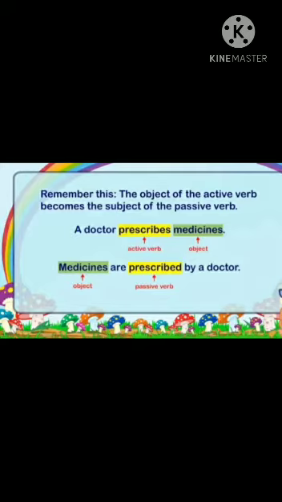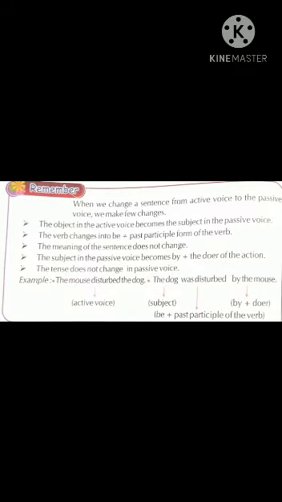Clear? Now let's revise the rules again to make the concept clear. When we change a sentence from active voice to the passive voice, we make few changes. The object in the active voice becomes the subject in the passive voice. Means object जो है वो subject बन जाता है जब हम active voice को passive voice में change करते हैं. The verb changes into be plus past participle form of the verb. Means verb किस में change होता है? Is, am, are, was, were plus past participle means third form of verb में.